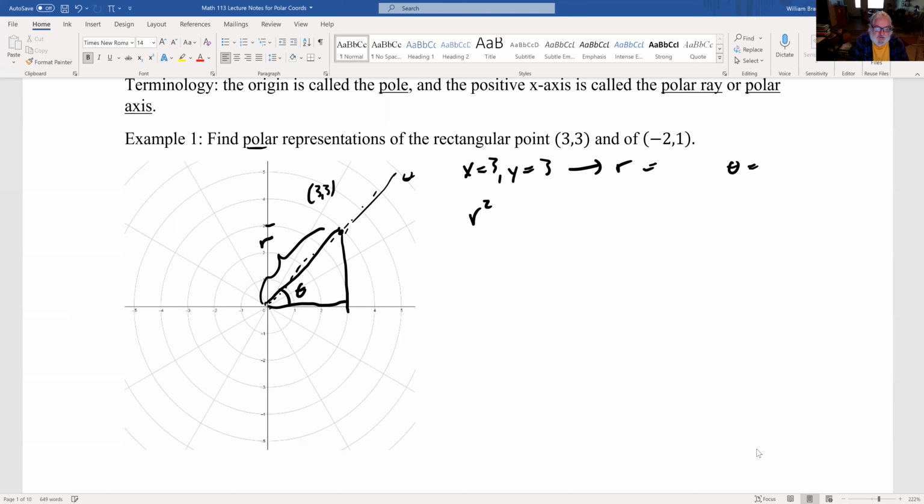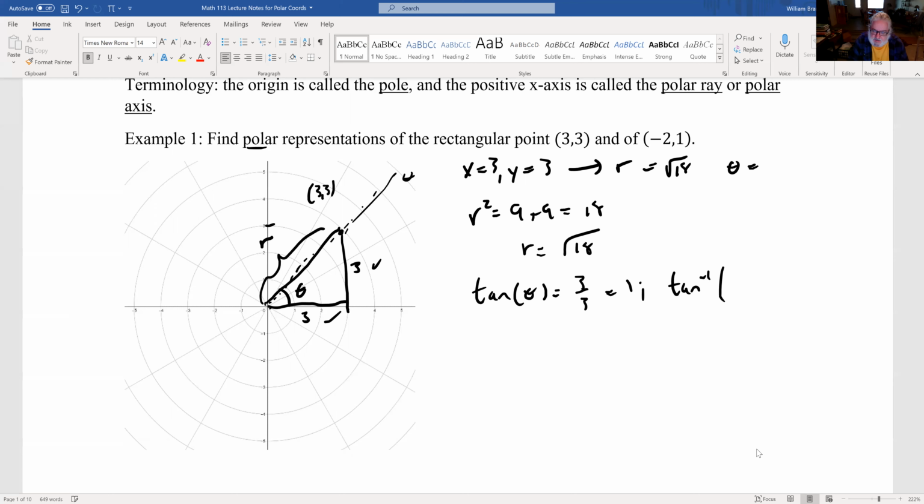So r squared is easy to find because it's a right triangle, right? 9 plus 9 equals 18. So r equals square root of 18. Theta, how do you find theta? Well, we know the opposite and the adjacent. So we can always use the inverse tangent. Theta is pi over 4 or 45 degrees.